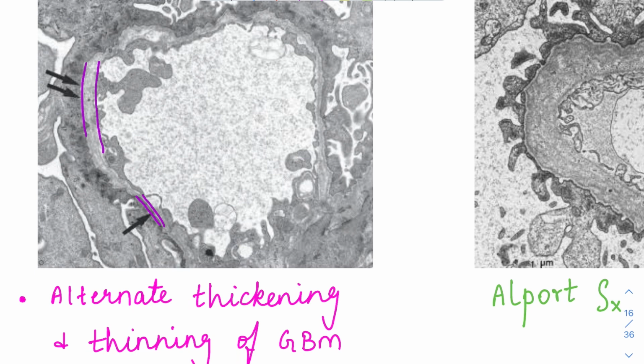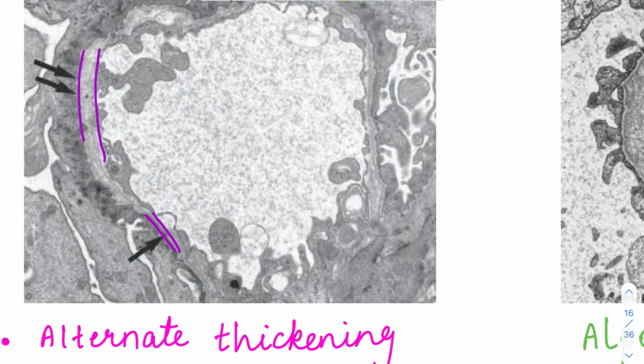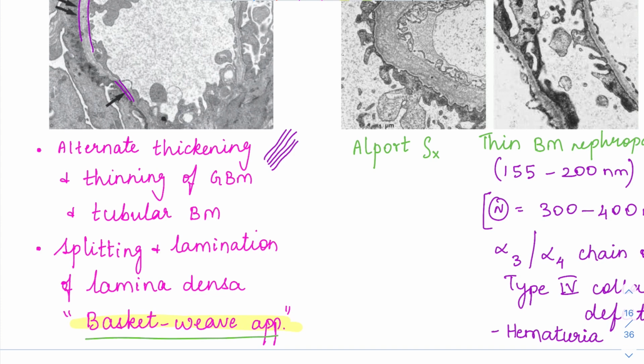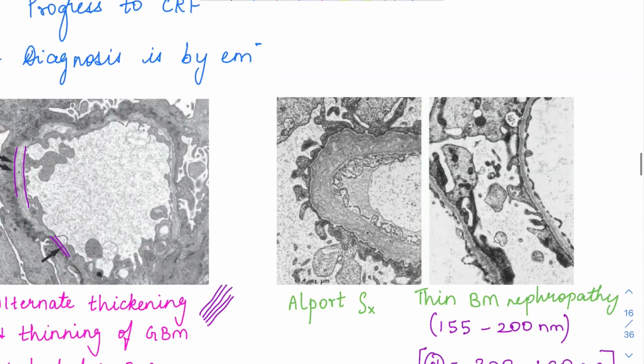This kind of alternate thickening and thinning pattern of the basement membrane is seen in Alport syndrome. Also, if you look clearly at this thickened part, it has a laminated appearance in the basement membrane. This laminated appearance of the basement membrane is also called the basket weave appearance, and that is the classical feature of Alport syndrome.